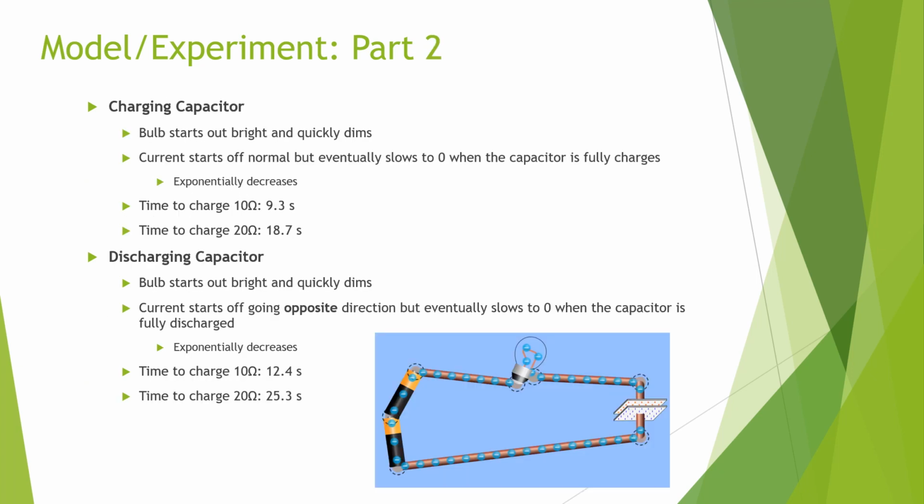Now, looking at the second circuit, we were asked to observe the behavior of the light bulb. In both charging and discharging, the bulb started out bright, but then it quickly dimmed. In the charging capacitor, the current starts off as normal like it did in the first circuit, but eventually it slows down to 0 when the capacitor is fully charged. With the discharging capacitor, the electrons go in the opposite direction, but eventually also slow down to 0 when the capacitor is fully discharged. Both of them exponentially decrease, and the timing of that charge and discharge are shown in the slide.